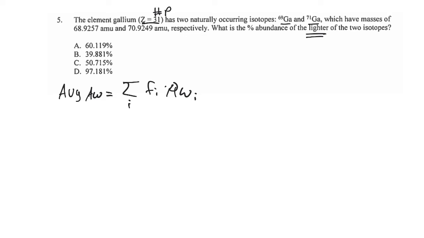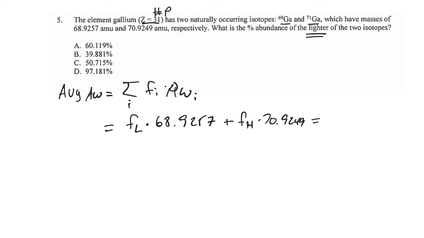So some elements only have two. This makes it convenient to solve these types of word problems. So we could write that we have the fraction of the lighter isotope times the atomic weight of the isotope, which is 68.9257 AMU. I'll leave the AMU off the problem, plus the fraction of the heavier isotope times its atomic weight, which is 70.9249, and that'll equal the average atomic weight of gallium, and we can get that from the periodic table.